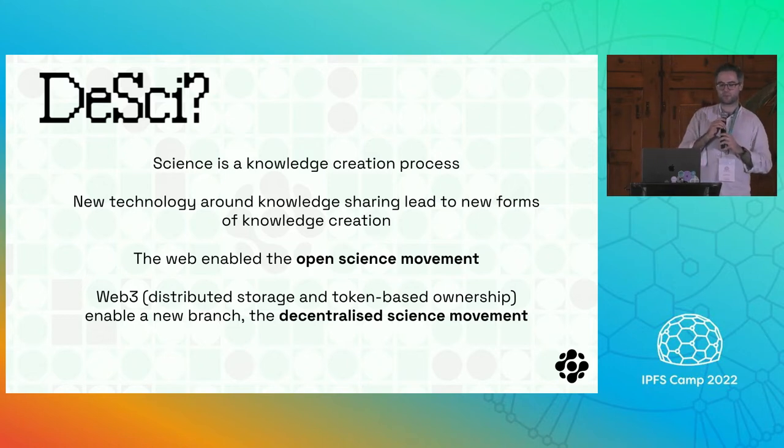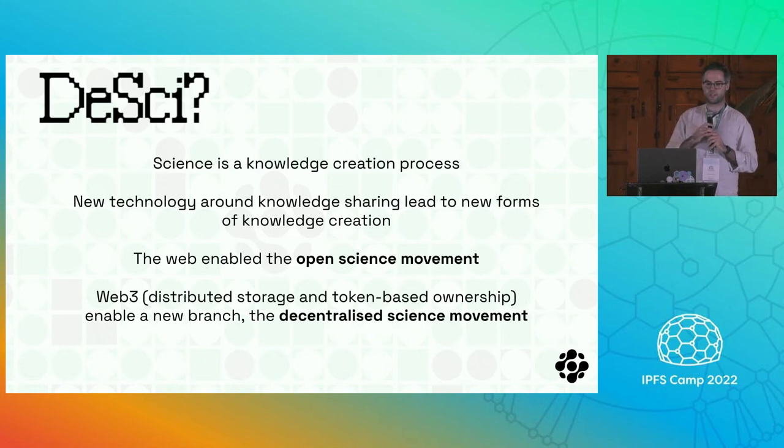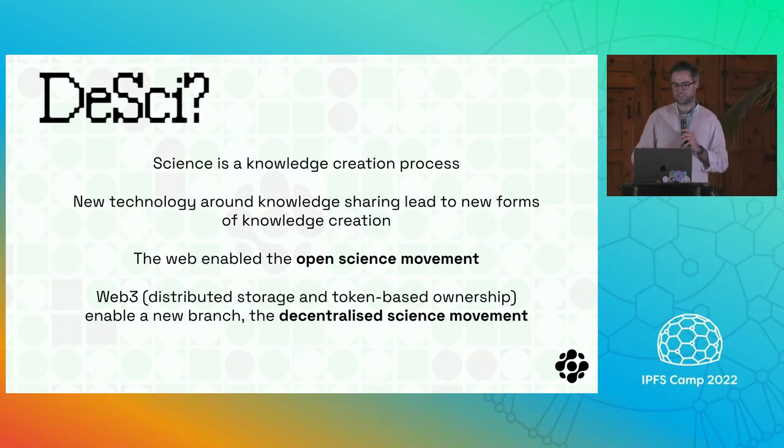And now with Web3, basically distributed storage and token-based ownership concepts, we can open a new branch of the open science movement, which we call the decentralized science movement, which comes with some additional features.